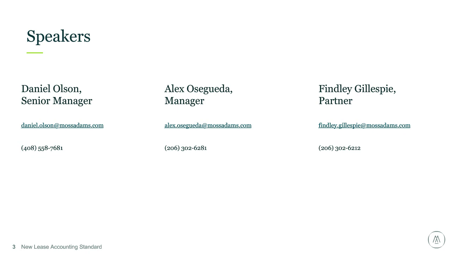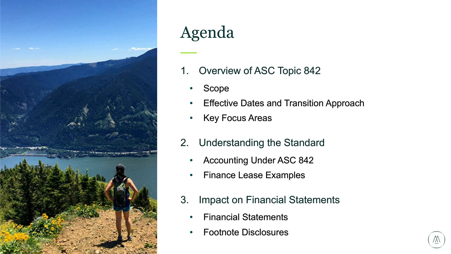So as we jump in today, let me talk just briefly about what our agenda looks like. We're going to start with really an overview of Topic 842 and give an understanding of what the scope entails, what the effective dates are, when you actually have to implement this, what the transition guidance is, as well as some of the key focus areas that have been highlighted since this came out, even as an exposure draft, through till now.